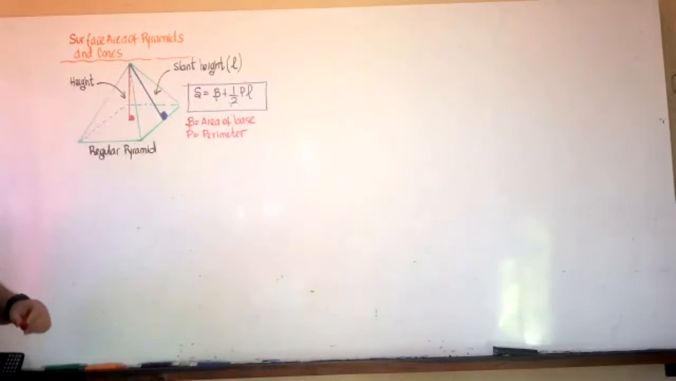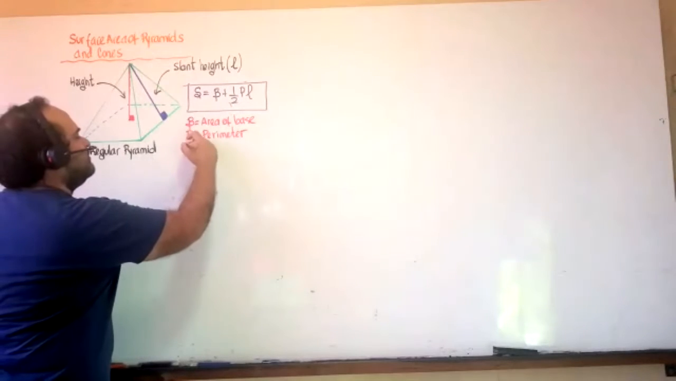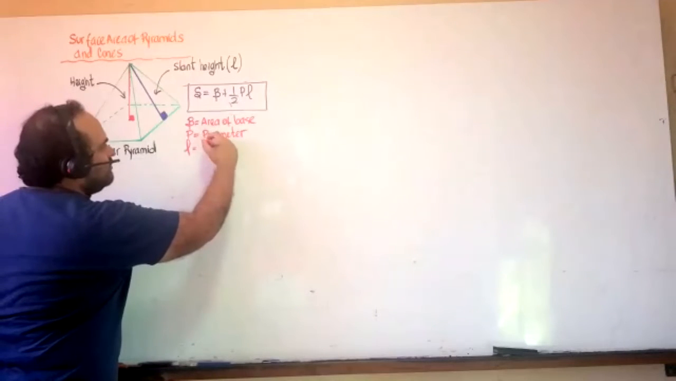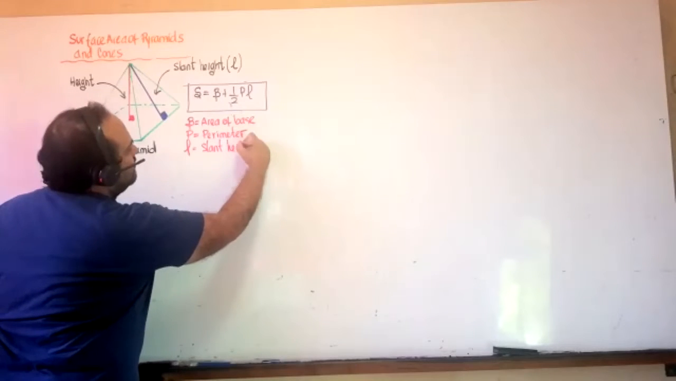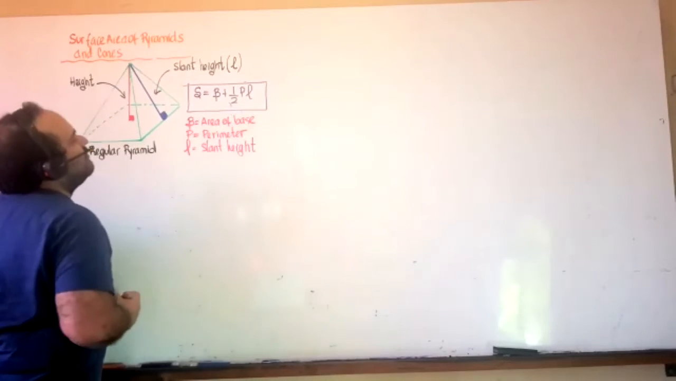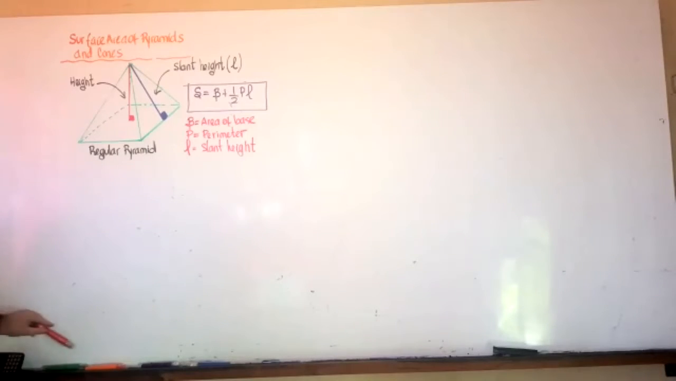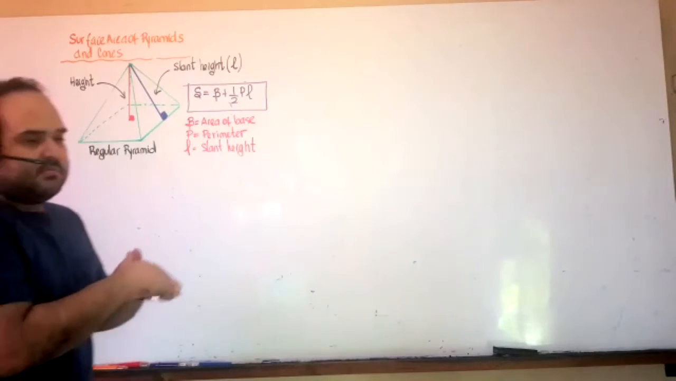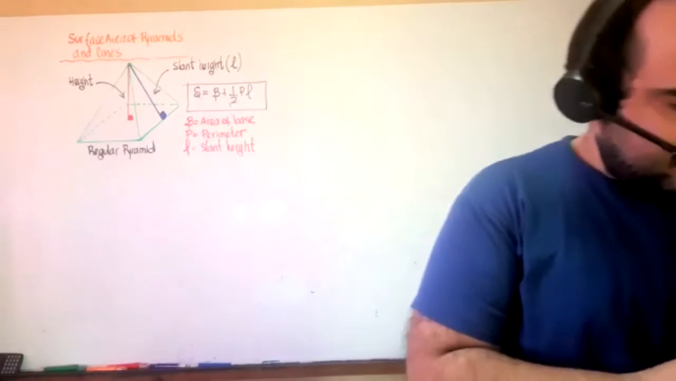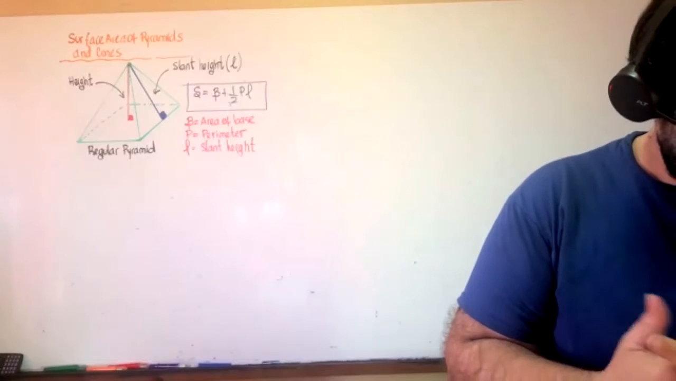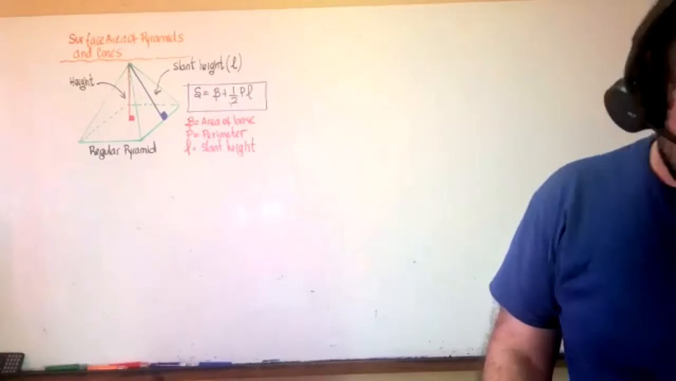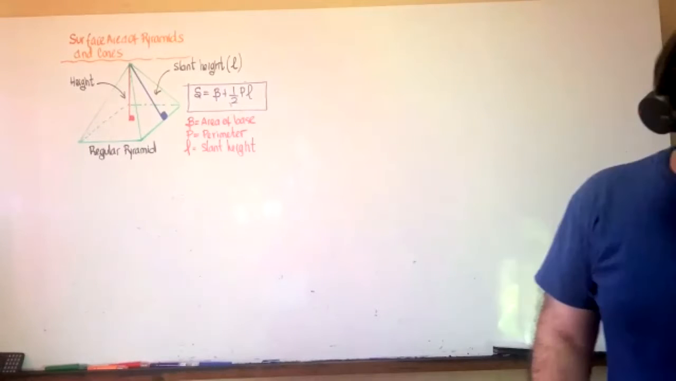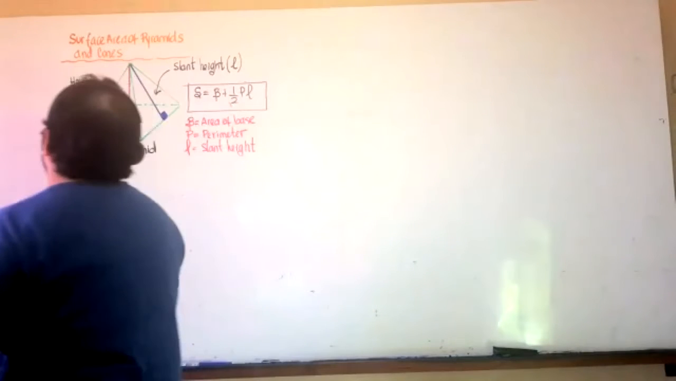And L represents the slant height. And we got the second picture.